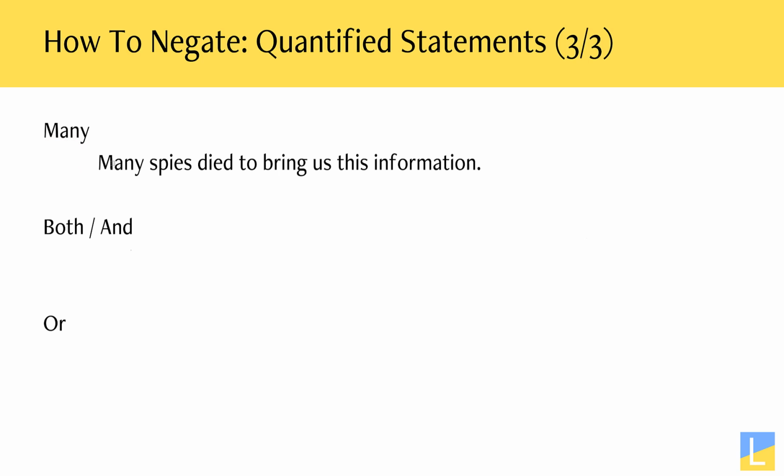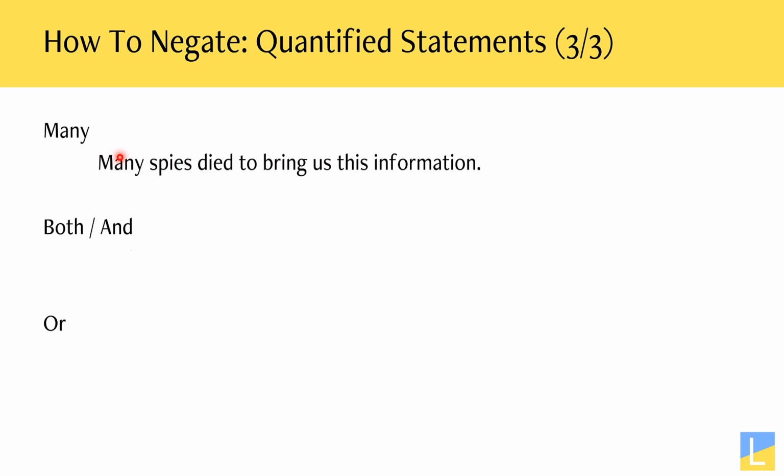Let's take a look at this example. Many spies died to bring us this information. Now, this does not mean at least one spy died to bring us this information, and it doesn't mean most spies died to bring us this information. It means many. A lot of spies died to bring us this information.